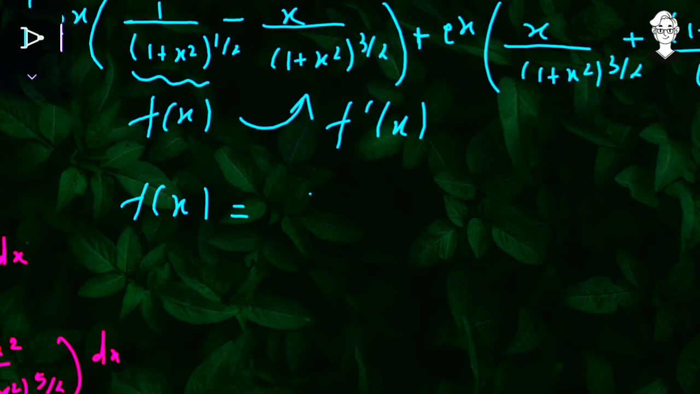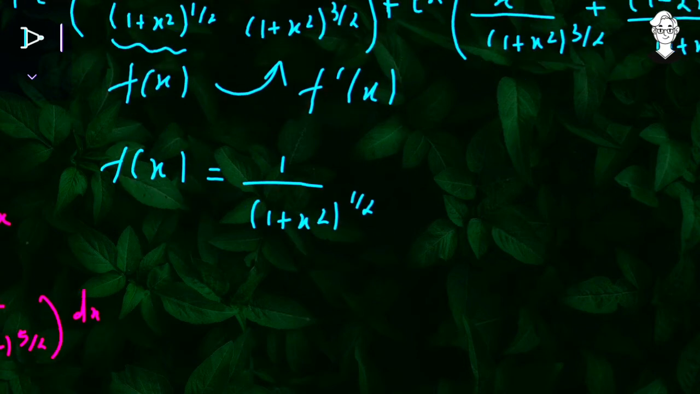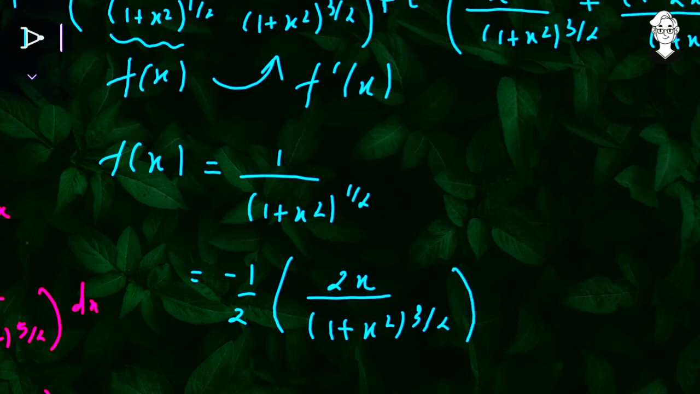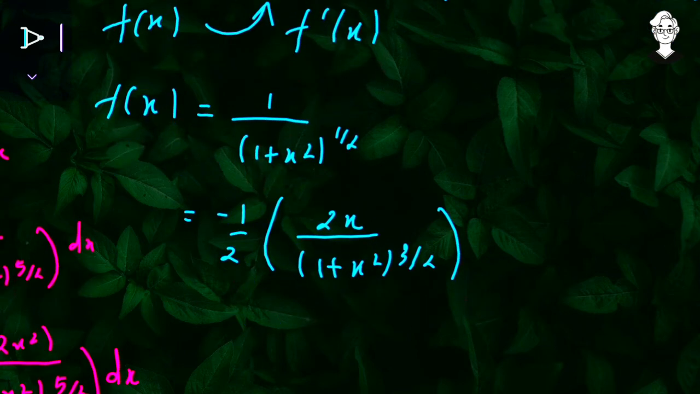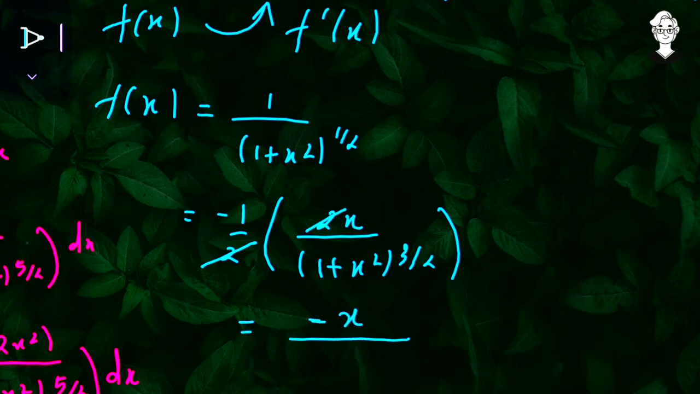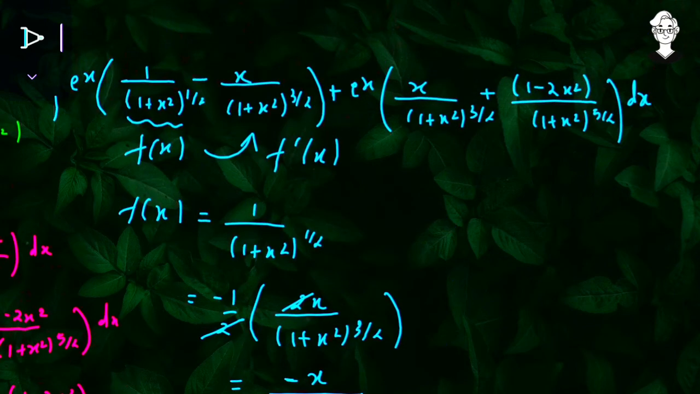So f of x is equals to 1 upon (1 plus x square) to the power 1 by 2. Its derivative would be negative of 1 by 2 multiply by 2 times x upon (1 plus x square) to the power 3 by 2. I will not go in deep according to the derivatives because we are doing integration. So you must be knowing derivatives. So this and this cancel out. So what I gain is negative x upon (1 plus x square) to the power 3 by 2, and that's the second term, I guess. Yes, negative of this thing is there.